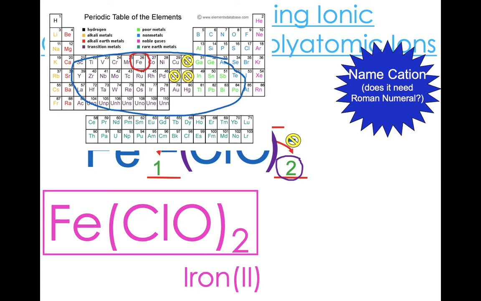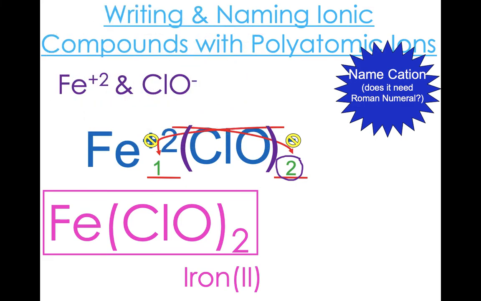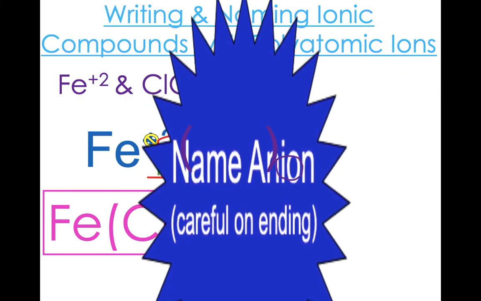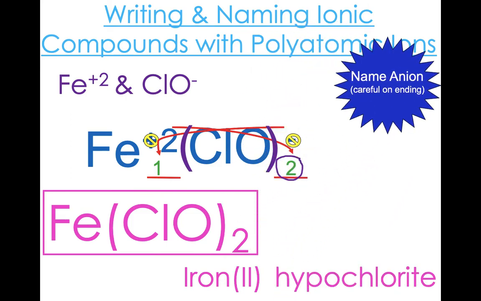Now we need to know what ClO- was. We have to find that on our ion sheet. If you look down in the -1 section, which is the first column, go all the way down and you'll see a ClO-. Now what is the name of that? That ion is called hypochlorite. So when we go to name our anion, we need to name it according to the correct polyatomic ion, and that's hypochlorite.